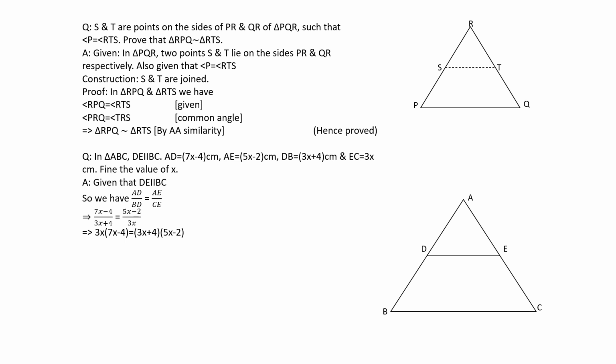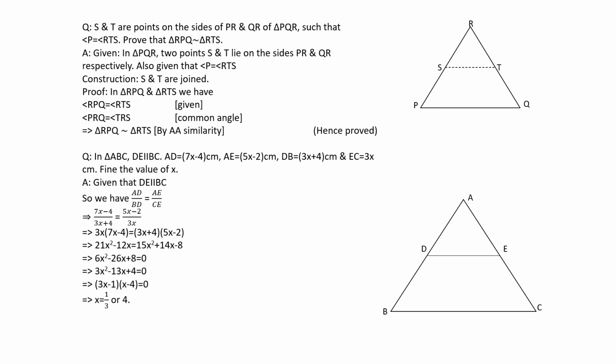Doing cross multiplication, we have 3x into (7x minus 4) equals (3x plus 4) into (5x minus 2). This implies 21x square minus 12x equals 15x square plus 14x minus 8. This implies 6x square minus 26x plus 8 equals 0. Dividing by 2 on both sides, we have 3x square minus 13x plus 4 equals 0. Doing middle term factorization, we get (3x minus 1) into (x minus 4) equals 0.